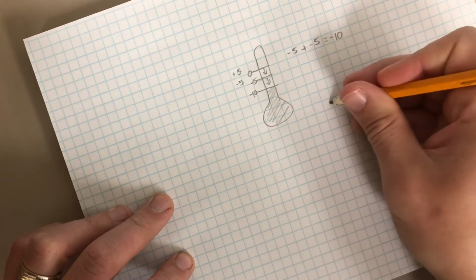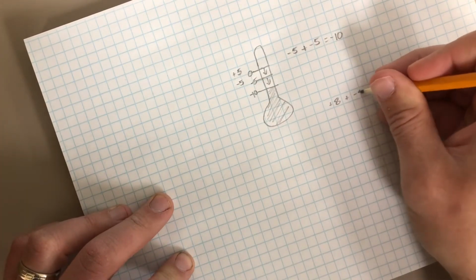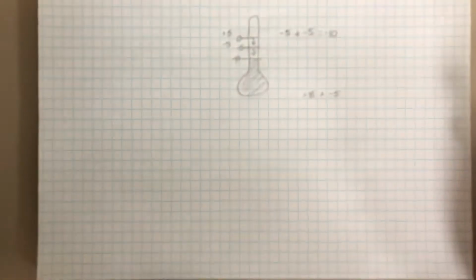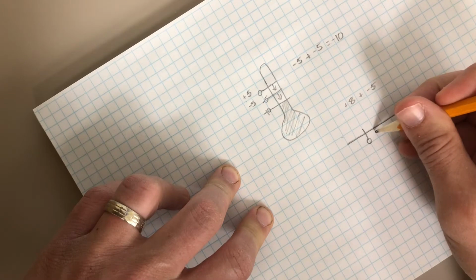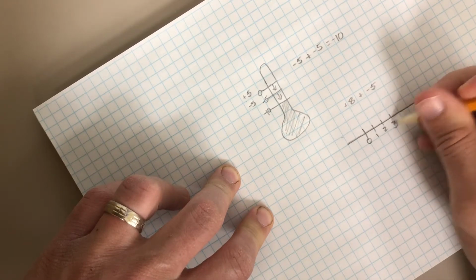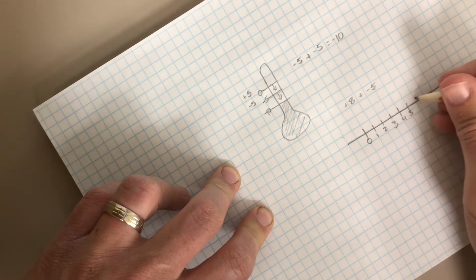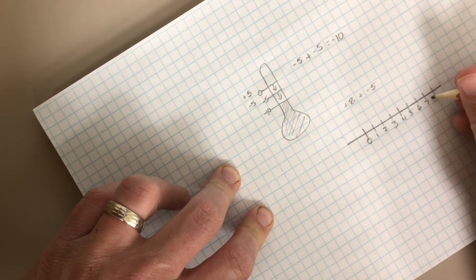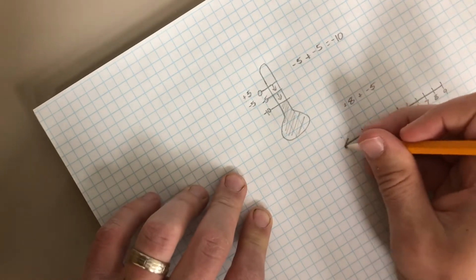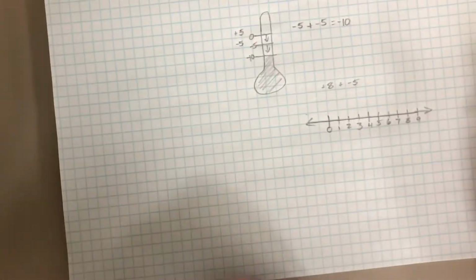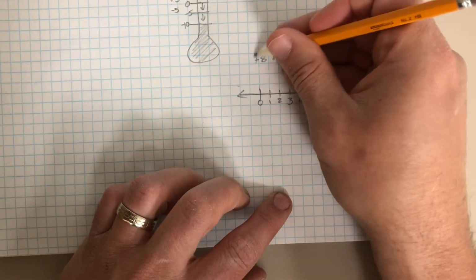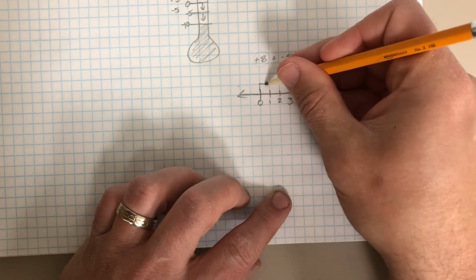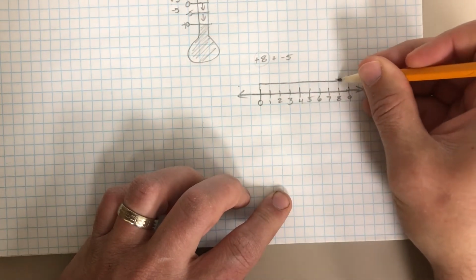Let's say 8 is positive, and we're going to add negative 5 to that. One of the easiest ways to visualize this is to draw a number line. So let's go ahead and do that. I'm going to put 0 here. This will be 1, 2, 3, 4, 5, 6, 7, 8, and 9. It goes on forever in that direction, and forever in that direction. So I'm starting at 0, and I'm going to positive 8.